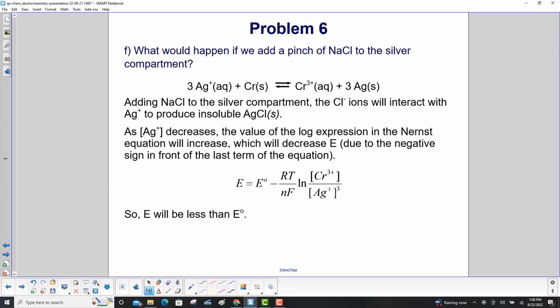What would happen if we add a pinch of sodium chloride to the silver compartment? Here's our reaction. Adding sodium chloride to the silver compartment, the chloride ions will interact with silver ions to produce the insoluble silver chloride. As the concentration of silver ions decreases, the value of the log expression in the Nernst equation, that's over here, is going to increase. That will decrease E due to the negative sign in front of the last term of the equation. So E will be less than E naught.